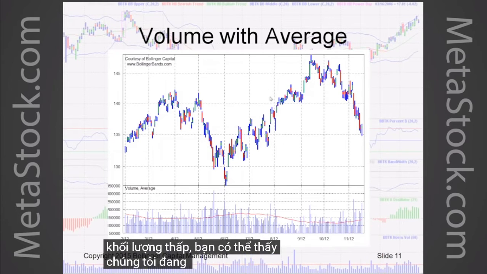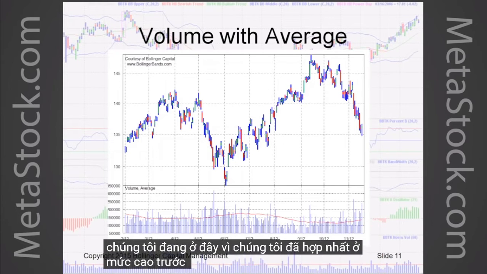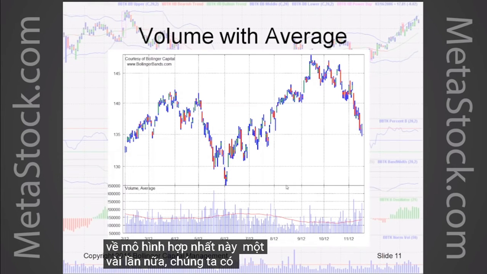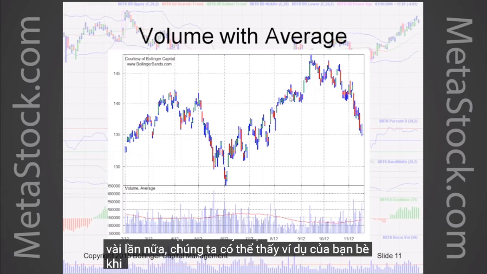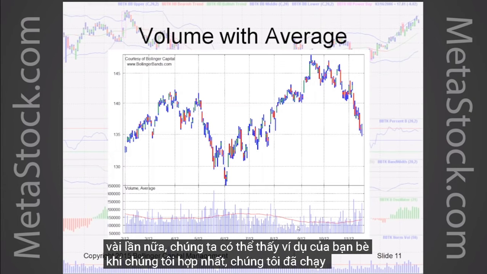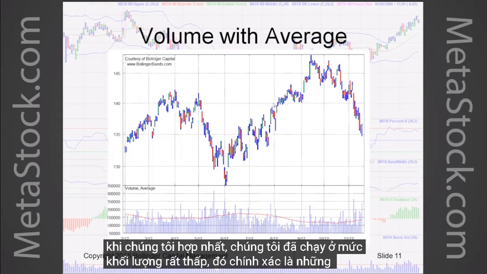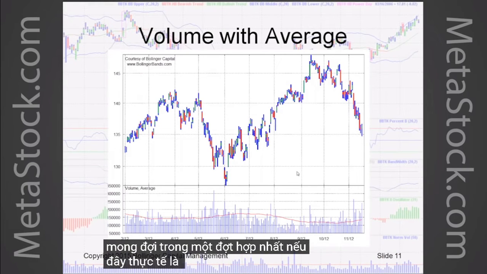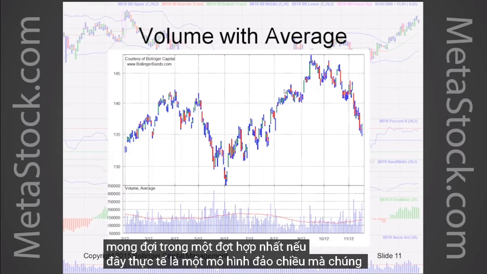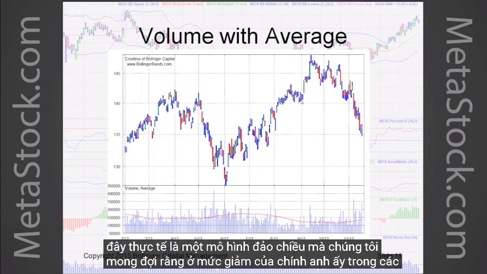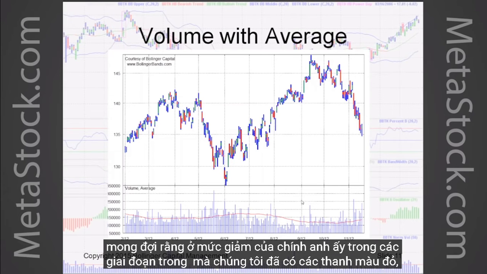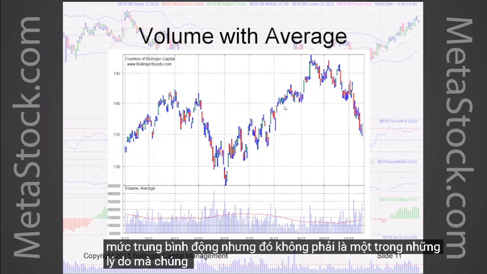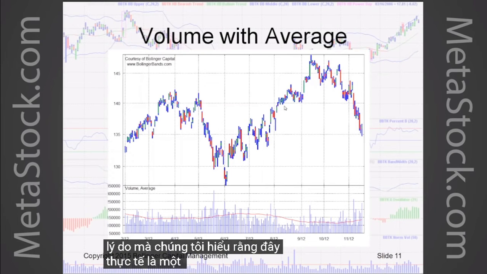You can see over here as we consolidated at the prior highs, and we're going to talk about this consolidation pattern again a couple of times. We can see, for example, as we consolidated, we ran at very low volume levels, which is exactly what we would expect in a consolidation. If this were, in fact, a reversal pattern, we would expect that on the down days, on the periods in which we had red bars, the volume would be picking up above the moving average, but it's not, which is one of the reasons that we understand that this is, in fact, a good consolidation pattern.